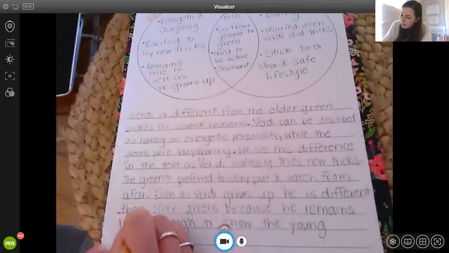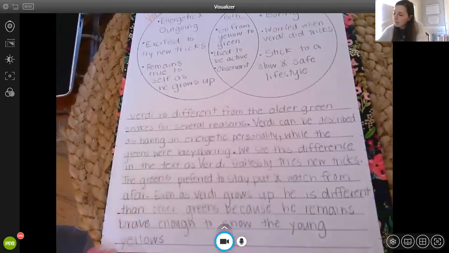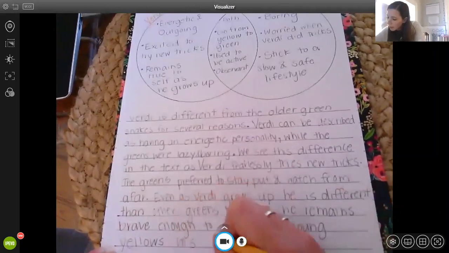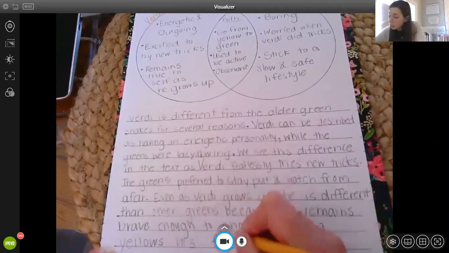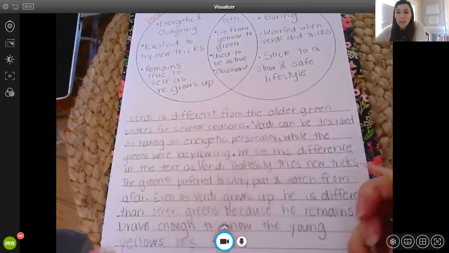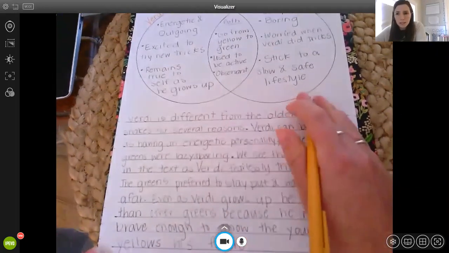Okay, that concludes our paragraph. Now let's reread it to make sure that it makes sense and goes with the notes we'd taken in our Venn diagram.